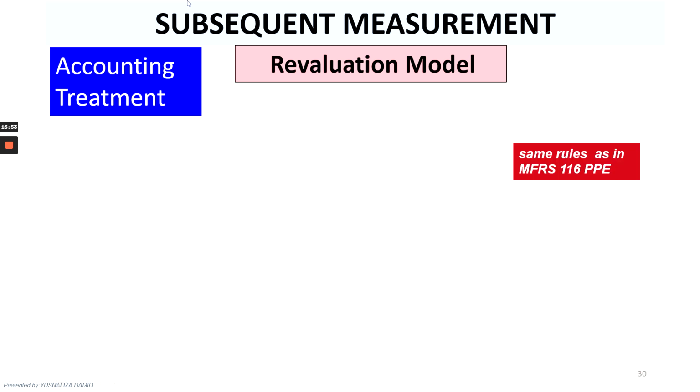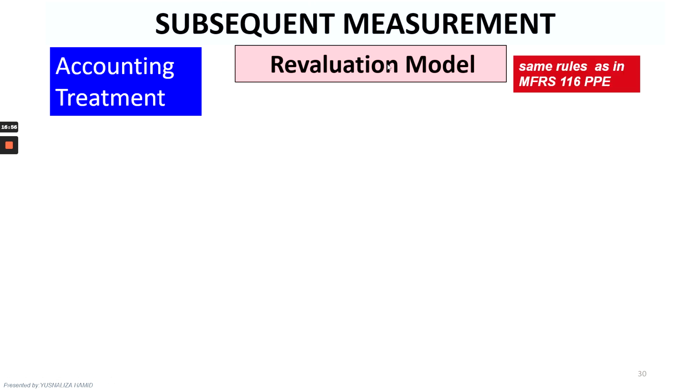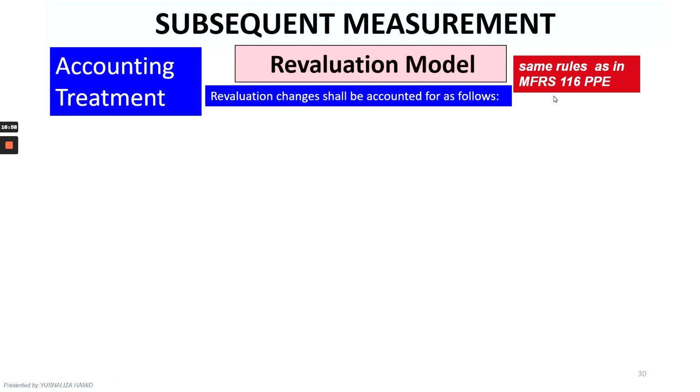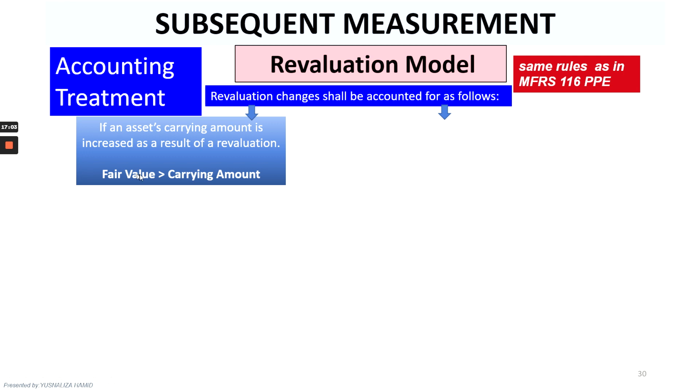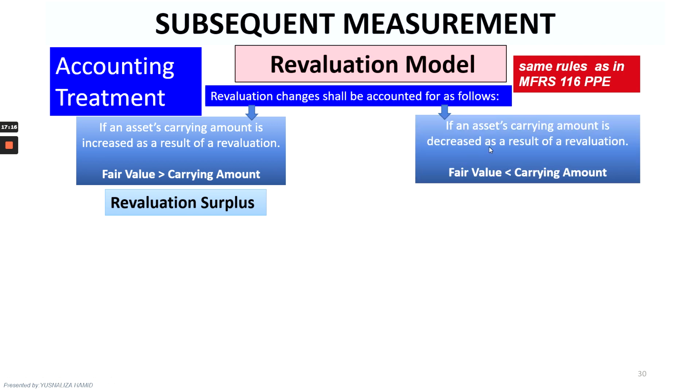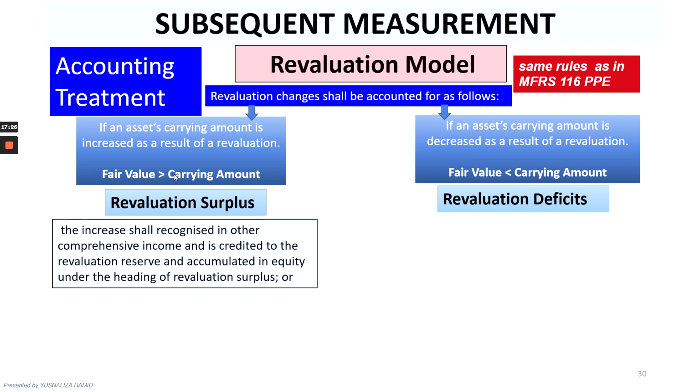So for the revaluation model, the rules are the same as the application under MFRS 116. The changes shall be accounted for as follows. If there is an increase in the carrying amount as a result of revaluation, which means that fair value is greater than the carrying amount, this is what you call a revaluation surplus. Otherwise, if it is the reverse case, where fair value is less than the carrying amount, this is a revaluation deficit. If it is the first, initial revaluation, this is an initial revaluation.